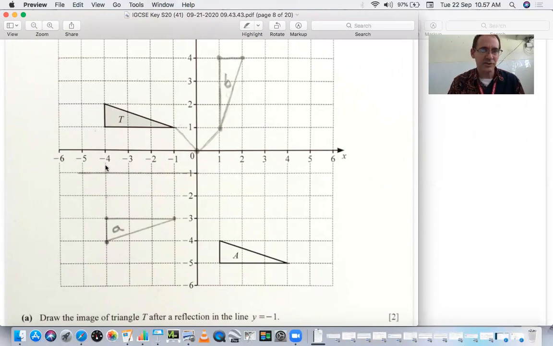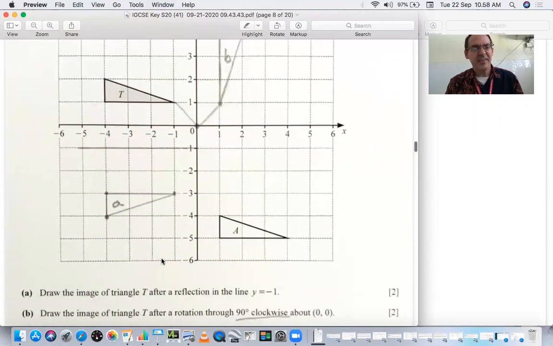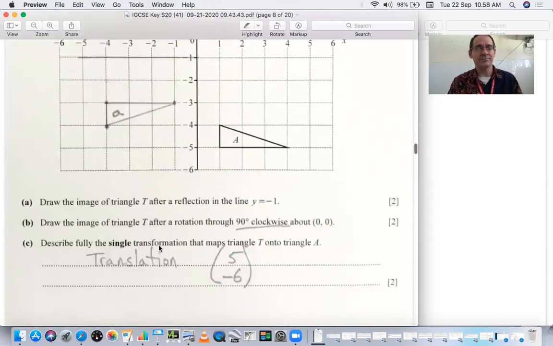So this point is 2 away, go 2 to the other side. This one up here is 3 away, go 3 to the other side. This point at the front is 2 away, so go 2 to the other side. And there's your 3 points. So this is your image reflected over the line y equals negative 1.